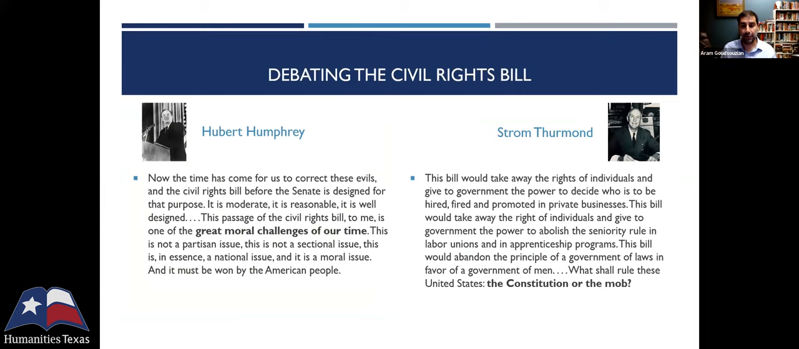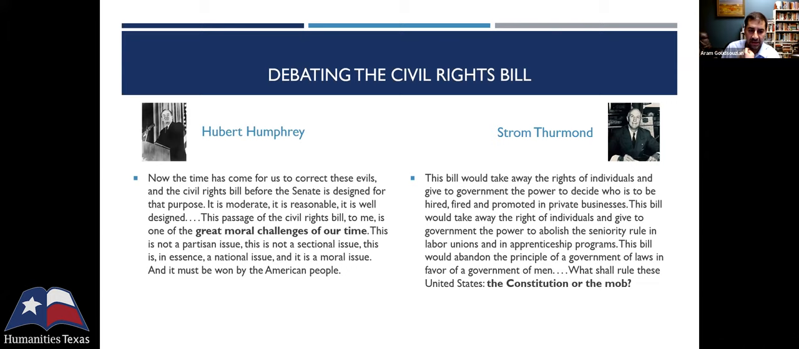Okay, in terms of this debating of the Civil Rights Bill, I tried to give us a little bit of the national political picture here. A quote from Hubert Humphrey and a quote from Strom Thurmond. Humphrey is the Democratic senator from Minnesota. He's the majority whip. He's the architect of getting the votes in the Senate for cloture. He wants to be vice president really badly, so he's trying to do this so that Johnson will make him his vice president. But he's also a wonderful speaker and kind of a giant of liberalism in American politics. And here he's painting it as a moderate, reasonable act, but also, quote, one of the great moral challenges of our time.